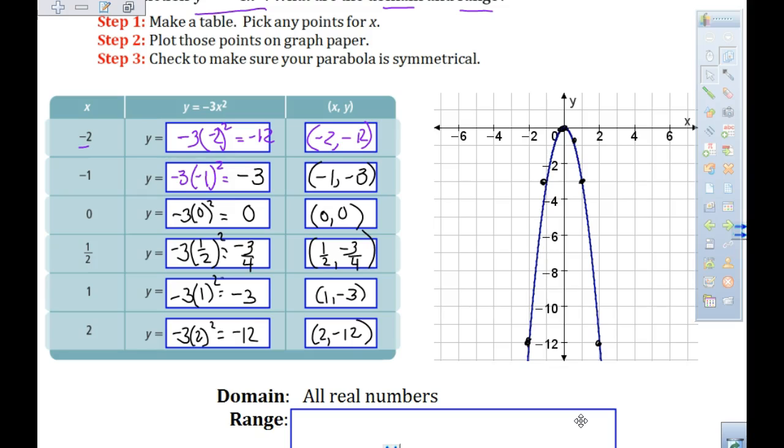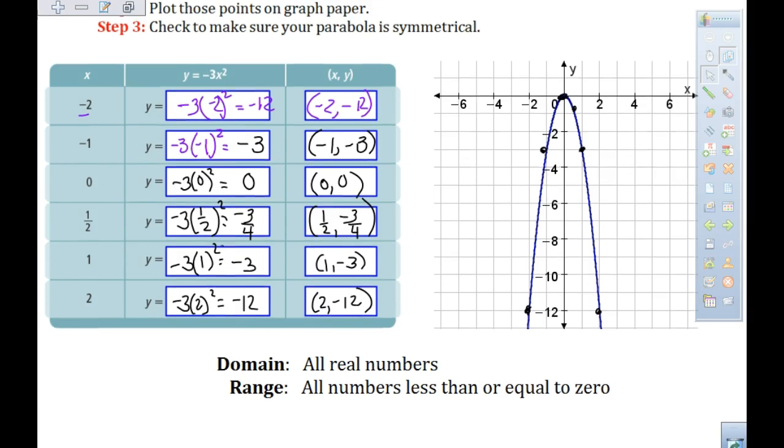But when I get my output, my range, what's the biggest number I can have? No. What's the biggest number? I can keep going all the way down here. What's the biggest one? 0. So I'm going to say all reals less than or equal to 0, right?